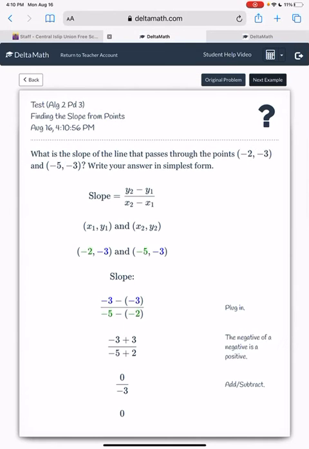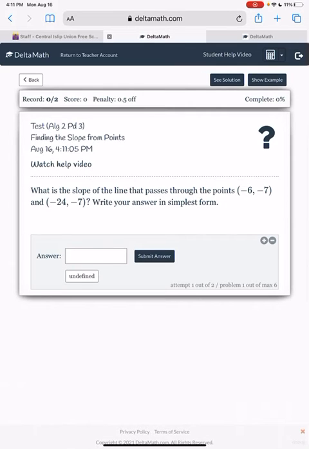Or you can show an example, so it will show you a similar problem with different numbers right there, and then you can use that as reference. And then if I click here, original problem goes back to the problem that you have to answer.